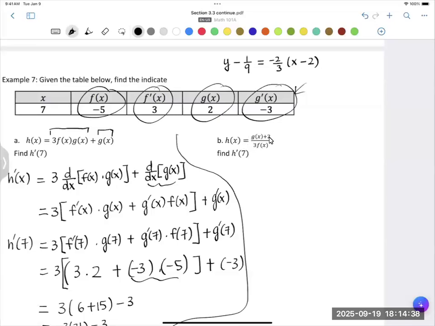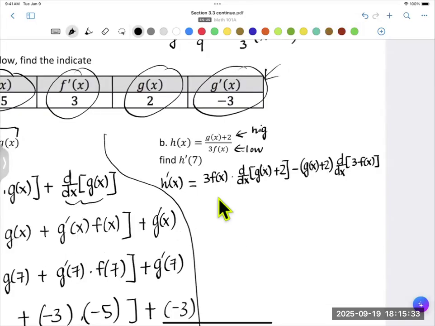Similarly, for the second one, you're going to have a quotient. So you apply the quotient rule. So this is high and this is low. The quotient rule h prime is low d high minus high d low, which is the 3 f of x, and all over low squared, which is 3 f of x squared.